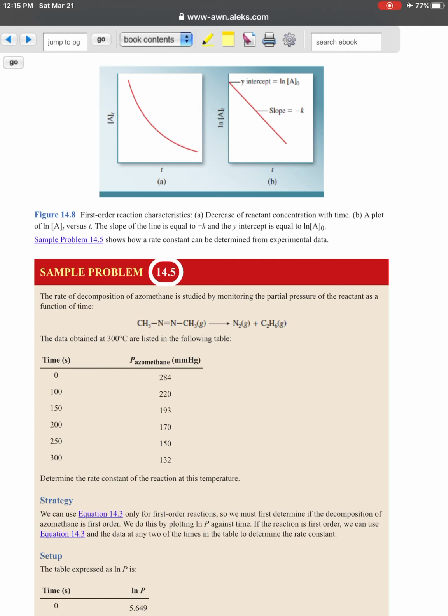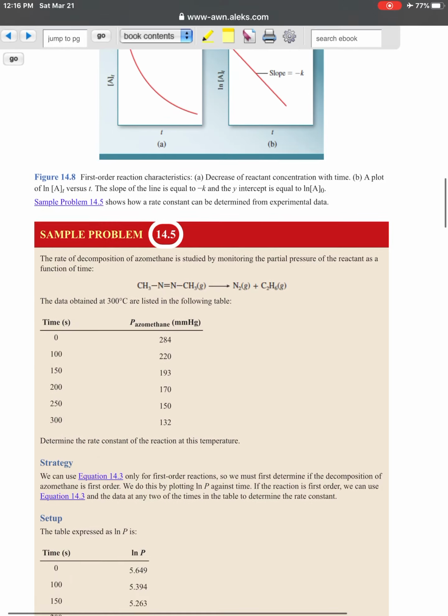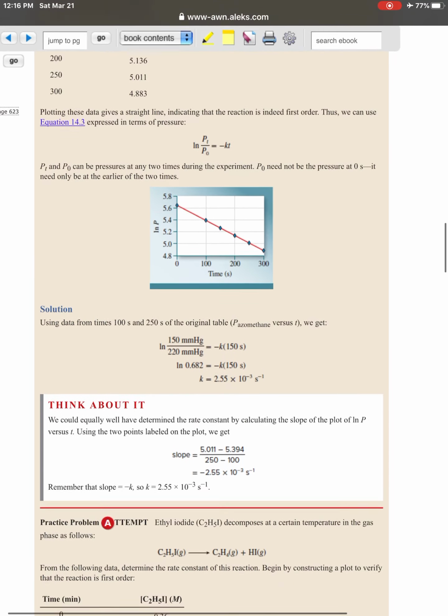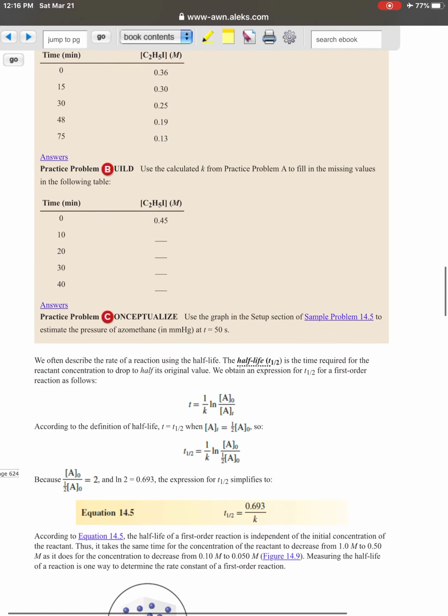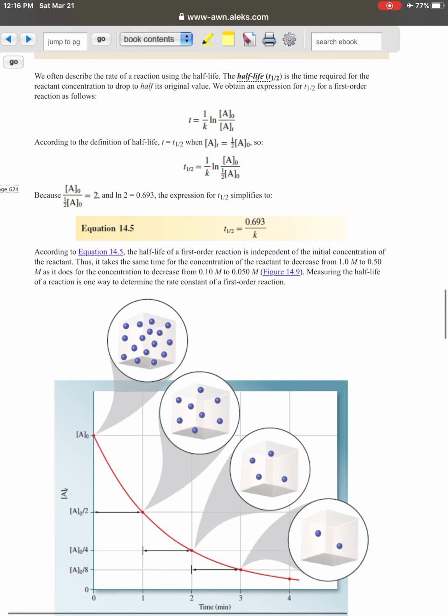First-order reaction characteristics. A, decrease of reactant concentration with time. B, a plot of ln of the concentration of A versus time. The slope of the line is equal to -k, and the y-intercept is equal to the natural log of the initial concentration of A. Sample problem 14.5 shows how a rate constant can be determined from experimental data. You definitely want to take a look at that sample problem, as well as the practice problems that come along with it. Now here we're going to move into the idea of half-life.